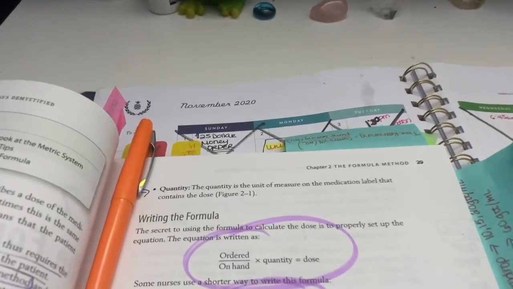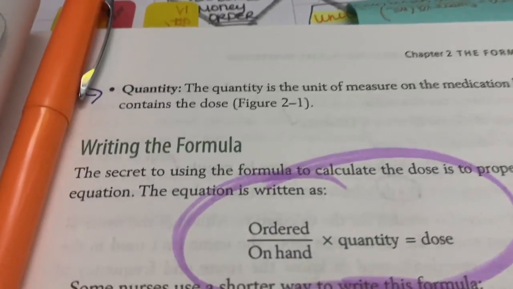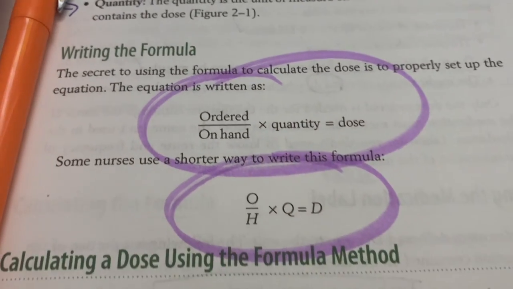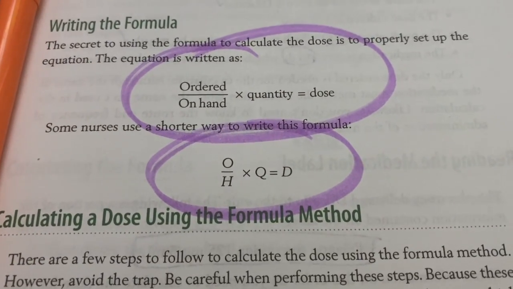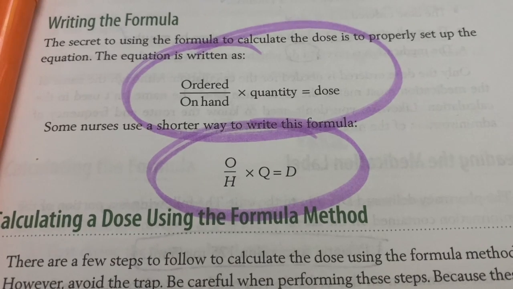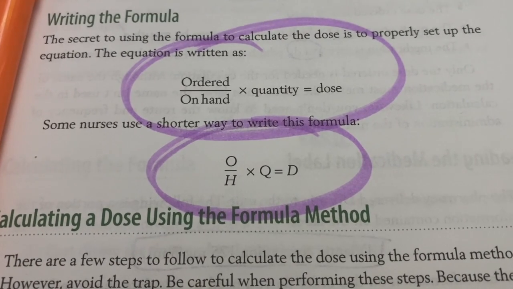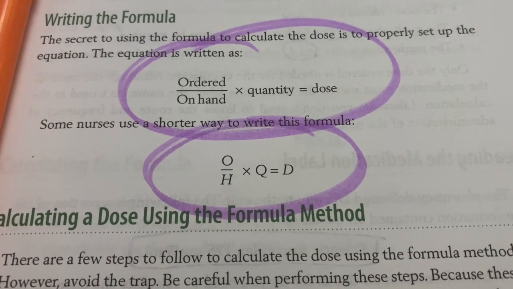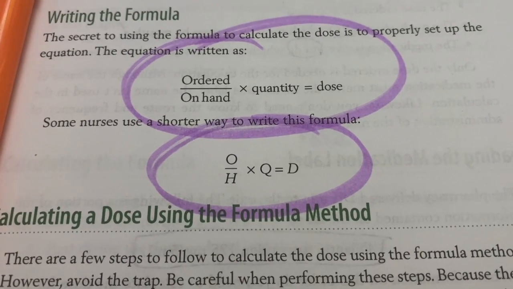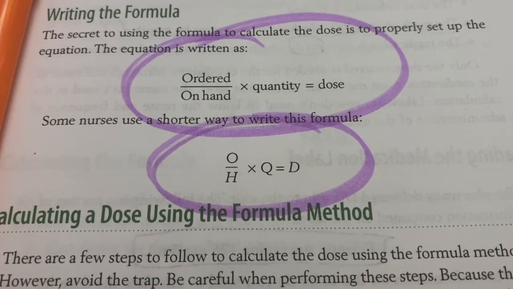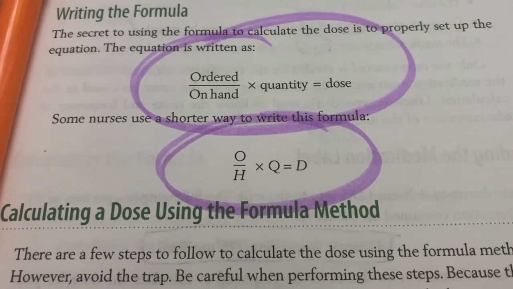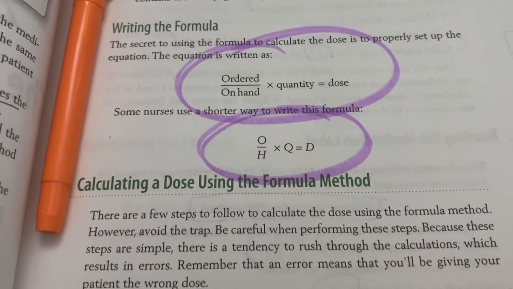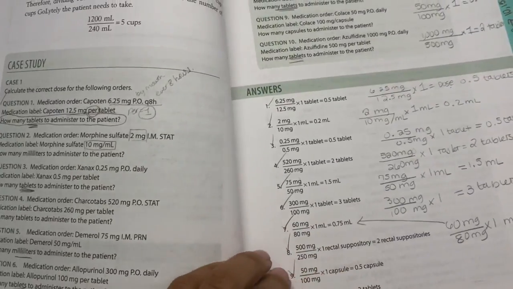So for nursing 1, this is the formula. Always remember it's going to be ordered over on hand times the quantity, which is going to equal your dose. So in simple terms, it's going to be O over H times Q equals D.